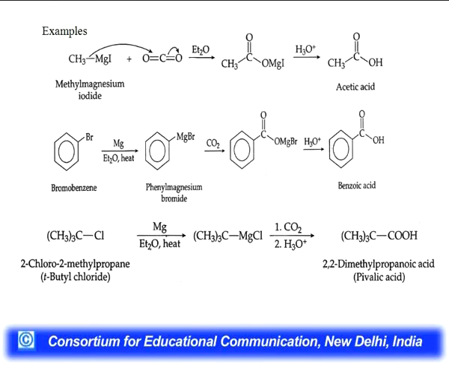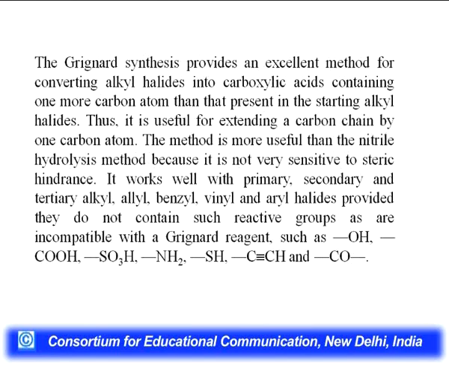Next example is 2-chloro-2-methylpropane, or we can also say tertiary butyl chloride. First of all it gives you the Grignard product, then after reaction with carbon dioxide and acidification it will give you 2,2-dimethylpropanoic acid or pivalic acid. Grignard synthesis provides an excellent method for converting alkyl halides into carboxylic acids containing one more carbon atom than present in the starting alkyl halide. Thus, it is useful for extending a carbon chain by one carbon atom.